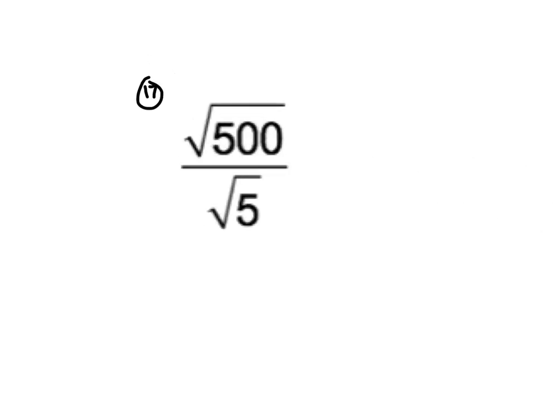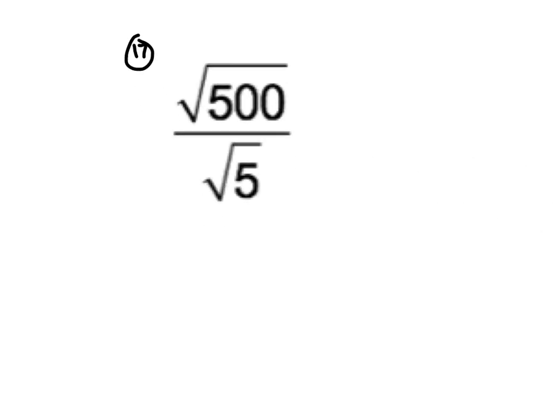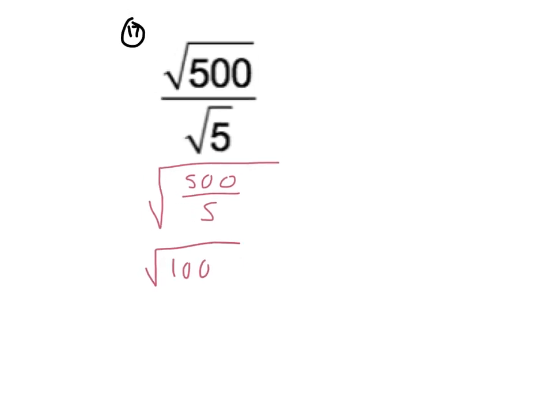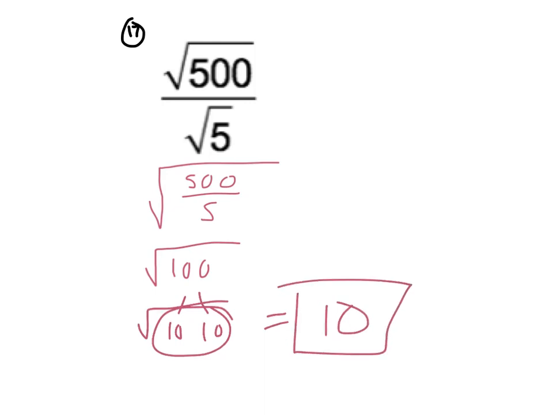So here we're dividing. So since we have the same index, we can just write it all under the same square root. So we have 500 divided by 5. So now we just divide 500 by 5, which we get 100. So we have the square root of 100. We know 100 breaks down into 10 and 10. So we circle our pair, and the square root of 100 is 10.